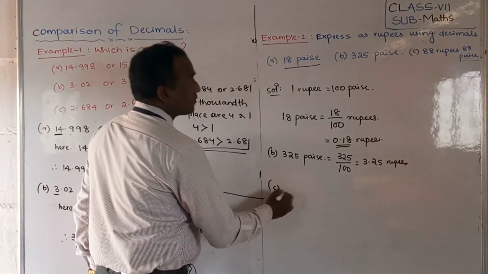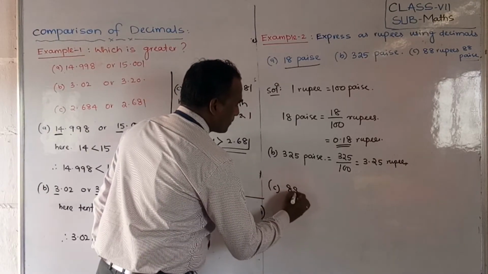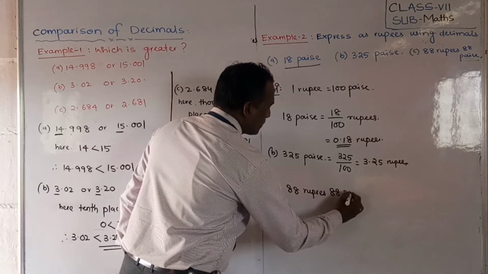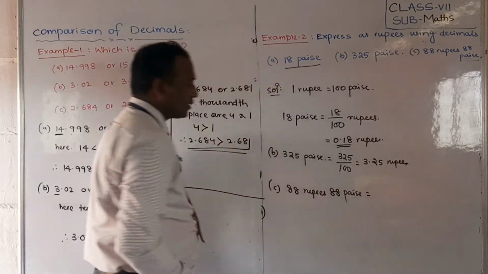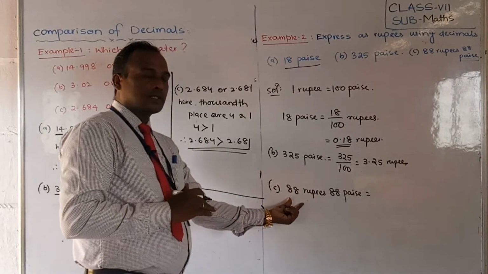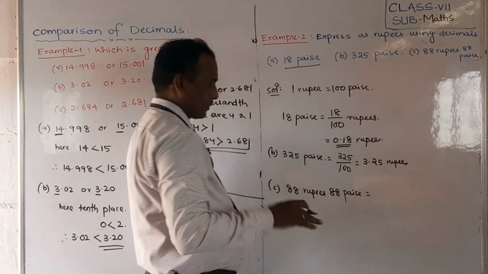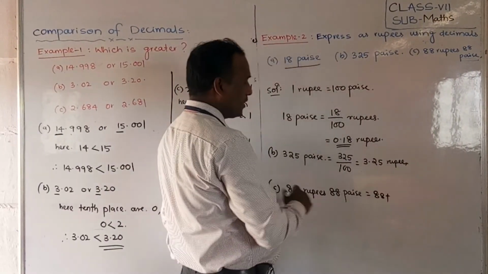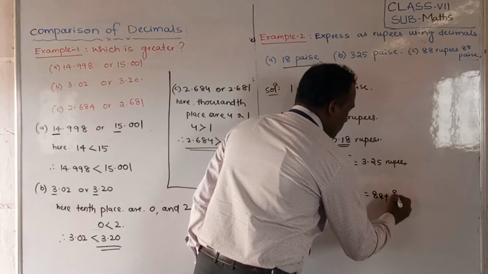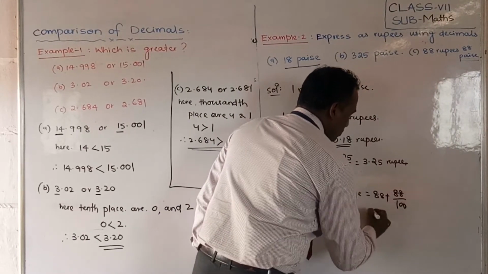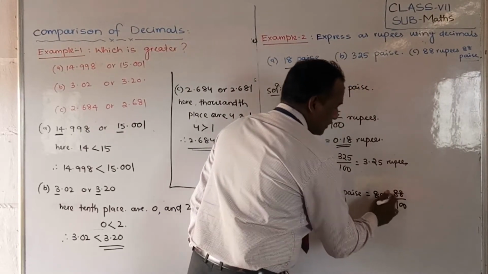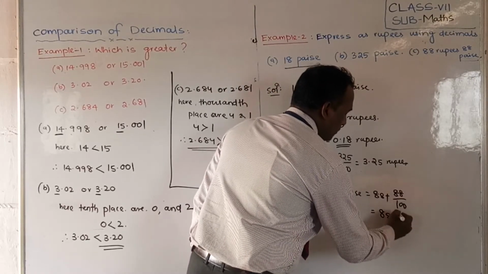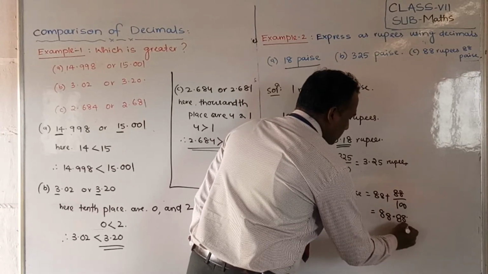Same like C, 88 rupees 88 paise. Okay, is equal to, what do you get? 88 rupees is already the whole part, and 88 paise is there. So we can do this. 88 is already there, but for 88 paise, what can we do? 88 by 100. So if you do this, we get 88 as the whole part, so 88 point, and this is the answer.